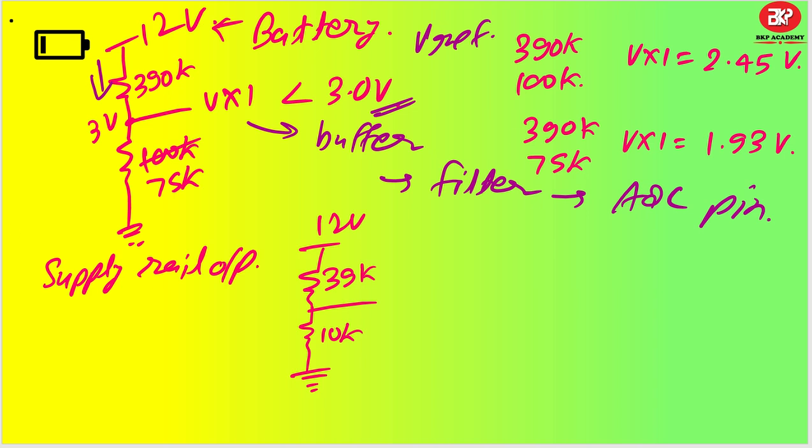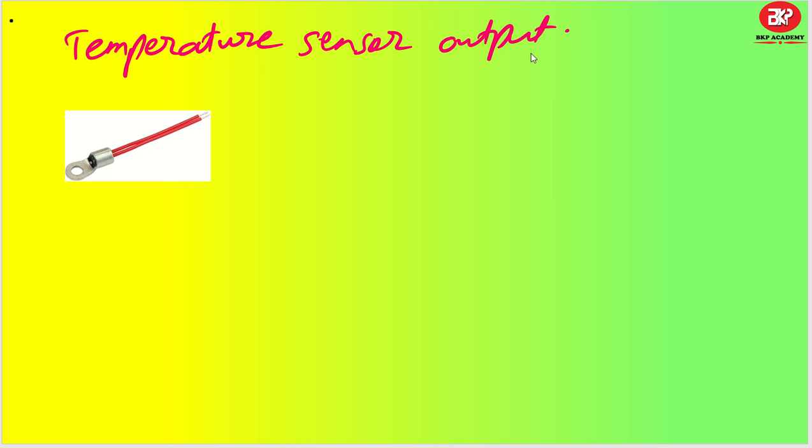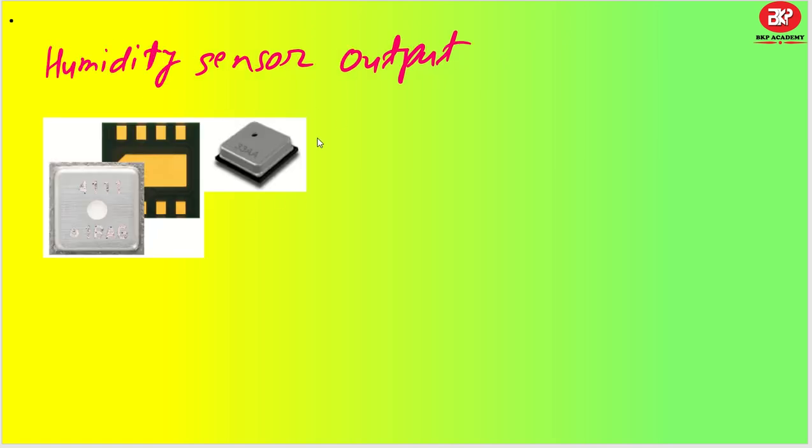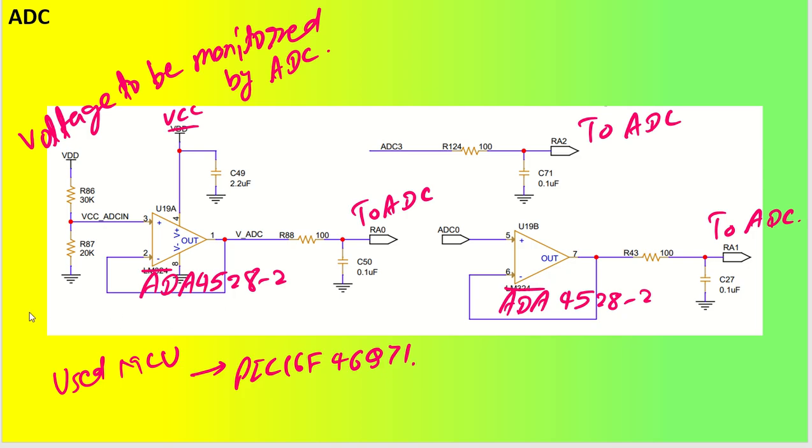Similar to that, ADC utilizations are in various locations. Let us say we have a temperature sensor output. So there also you need ADCs. We have pressure sensor outputs, there also you need ADCs. We have humidity sensors. Okay, so there also you will require ADCs. Even a lot of other sensors are also there, right? So let us say one example circuit, I'll show you how it works.